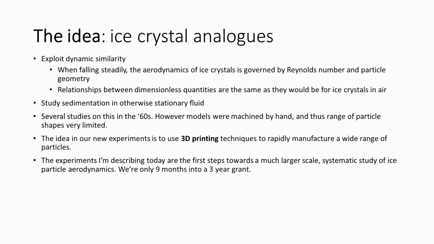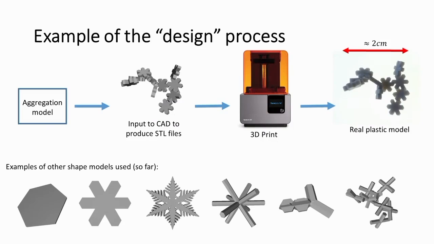So there were several studies that adopted this approach with regards to snowflakes in the 1960s, but the models that they used were machined by hand, so you were very limited in the kind of shapes that you could use, so they weren't particularly realistic. The new idea in our study is that we're using 3D printing to try and produce more realistic ice crystal shapes. So the experiments that I'm describing today are a first step towards this more systematic study. We're in the very early stages, only 8 to 9 months into the project.